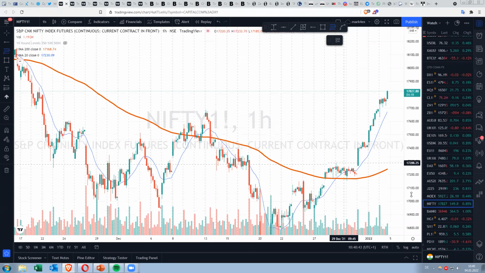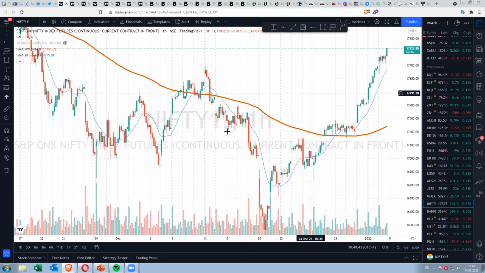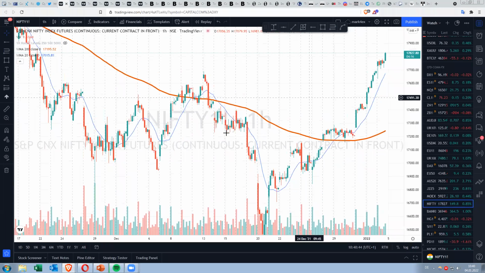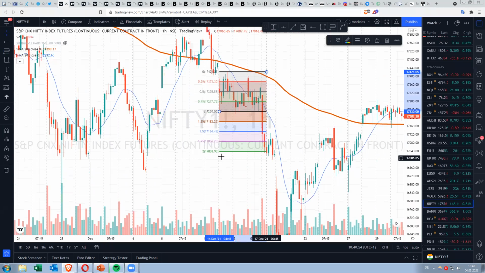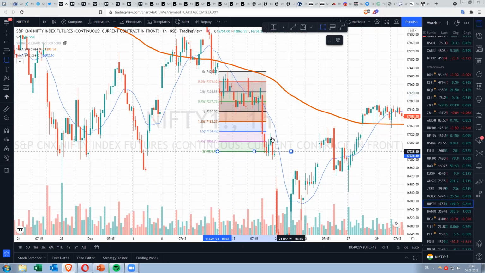Where is the balance area? This is a balance area, this is a balance area. So I take this swing high, this swing low. Look, this is your measured move. This is like a guaranteed price to buy, and obviously it is a guaranteed price to buy at some point.